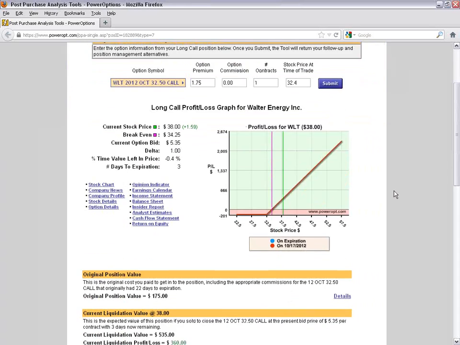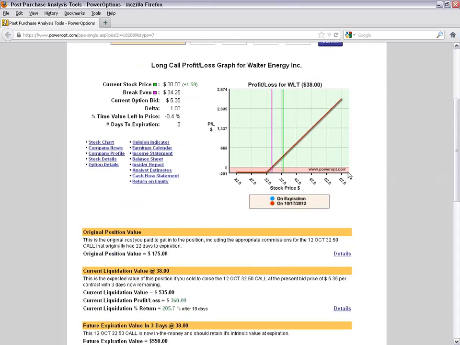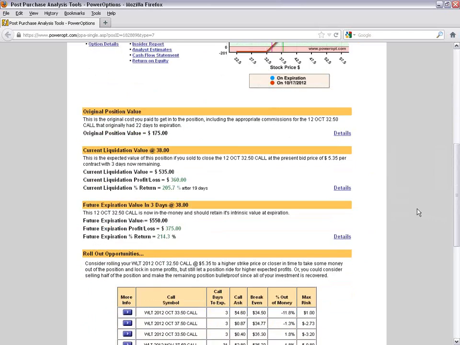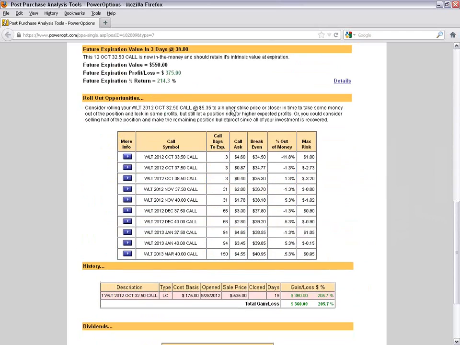Okay, there's our long call. Current bid price 535. My apologies. Days left to expiration 3. There's our return. Here's some rollout opportunities.